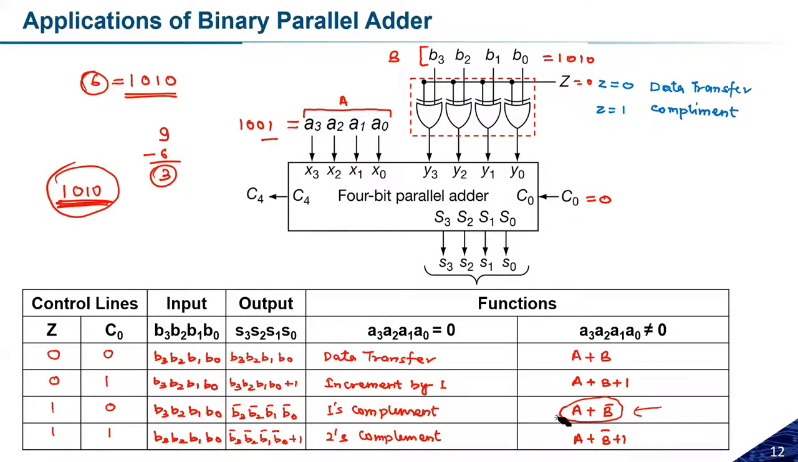Okay, similarly, you can find a tens complement. For tens complement, you can take the nines complement plus 1, that gives the tens complement. So this is what you can perform, a variety of operations with the help of this binary parallel adder. Okay, so this is that much easy.